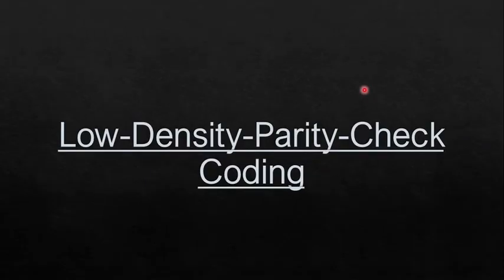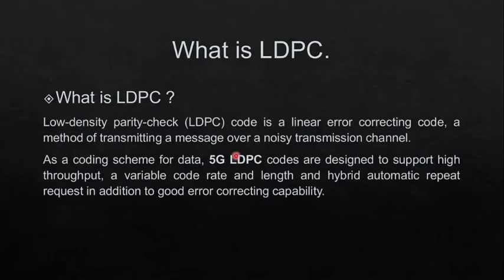After that we are going to discuss low density parity check coding. What is LDPC? LDPC, also known as low density parity check code, is a linear error correcting code method for transmitting messages over a noisy channel. As we progress in wireless communication and technology, there is a need for a more robust and quicker way of coding and decoding our errors as we transmit our data over any medium. If our data is noisy and we cannot decode it at the receiver, then it is of no use to us.